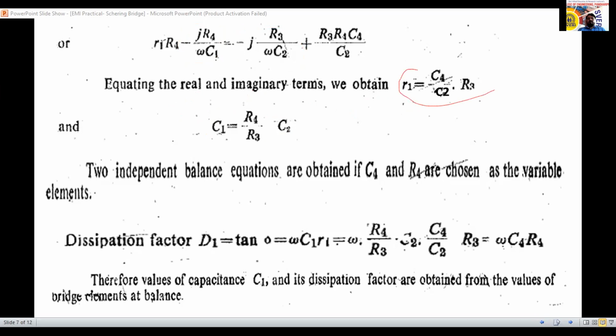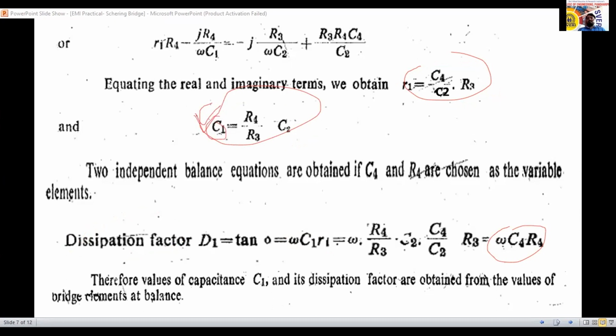So we have found the R1 formula and the C1 formula here now. You note down these two equations. Then we have to calculate the dissipation factor. Dissipation factor is omega C1 R1, the formula we are going to use. C1 is here, R1 is here. By substituting, the dissipation factor we are going to get is omega C4 R4. Our main aim is to identify the unknown capacitance here. Now, this C1 we have to identify.